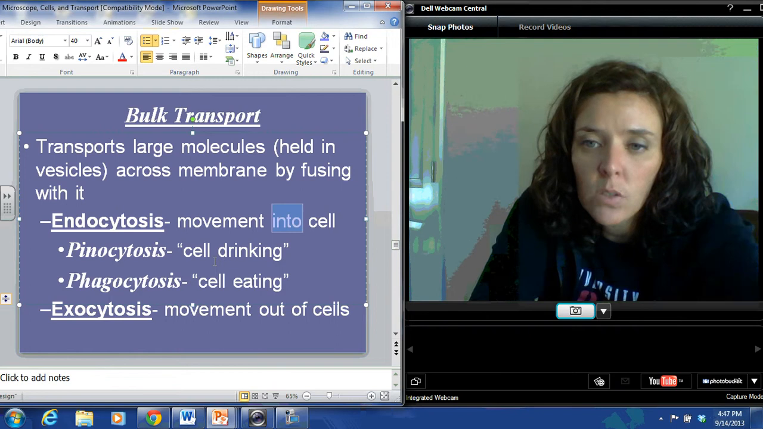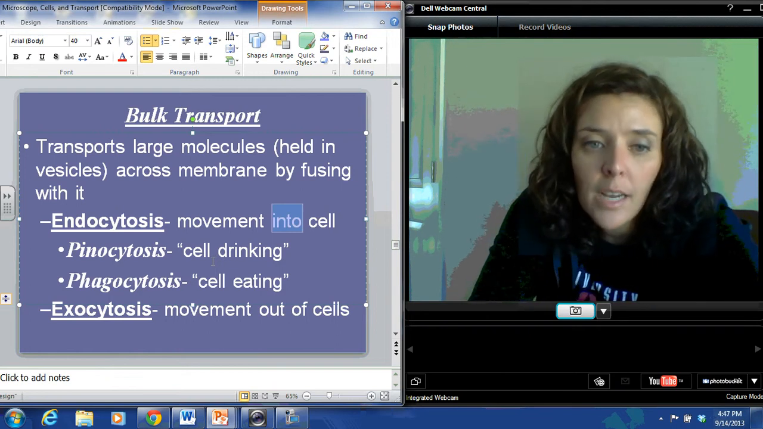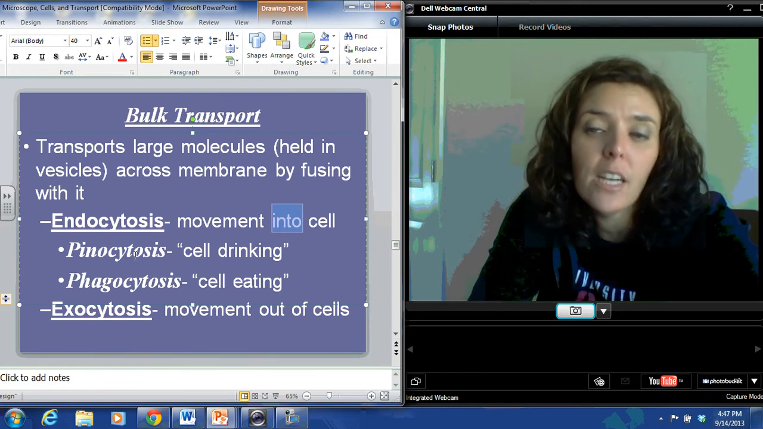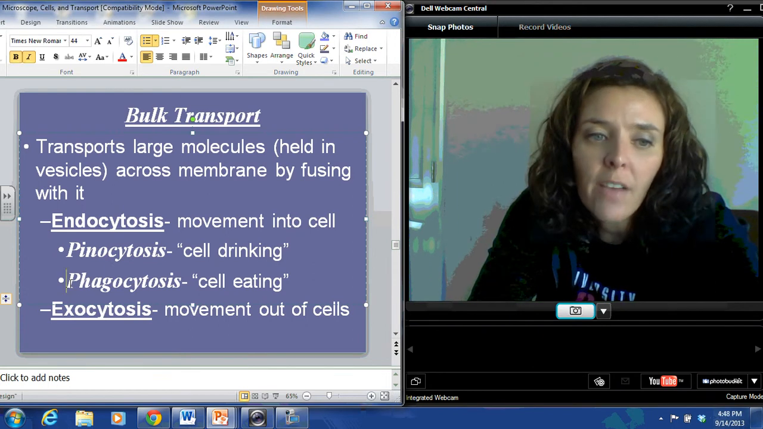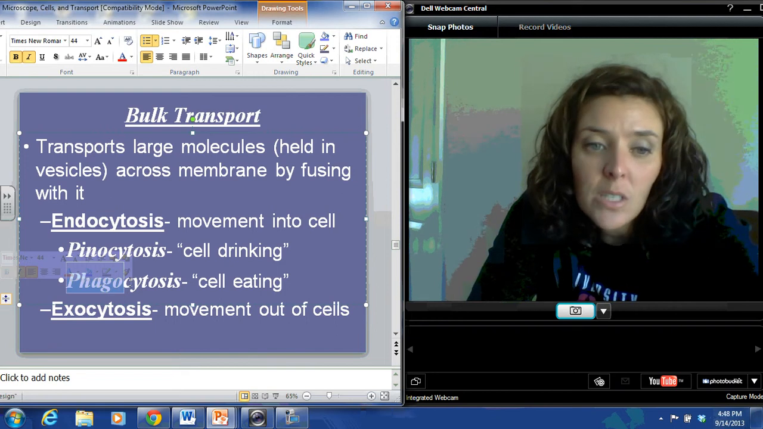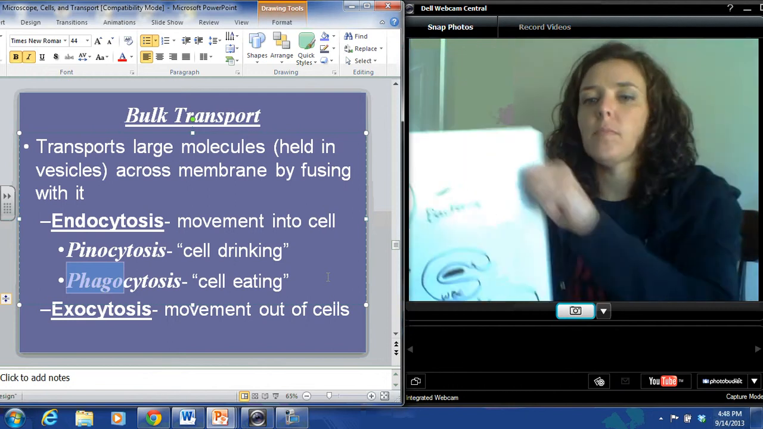Pinocytosis, which is referencing cell drinking, so it's bringing liquid into the cell. And you might think of like a pina colada. People drink pina colada, so pinocytosis is cell drinking. And then you have phagocytosis. Phago means to eat. So this is cell eating. And here is a really good example of that.